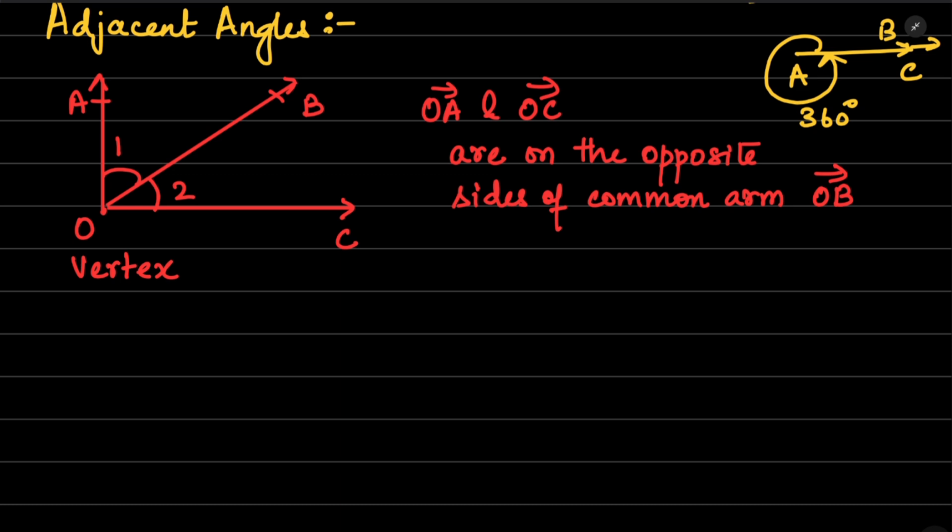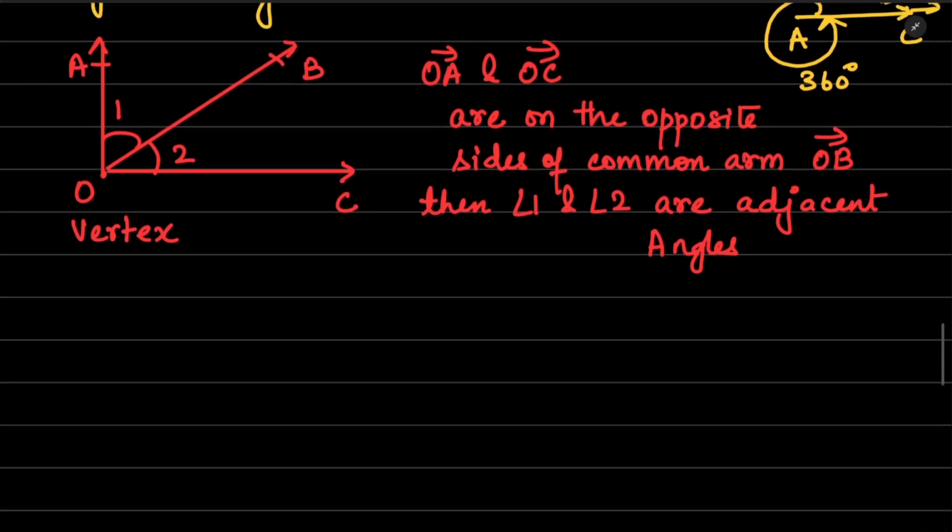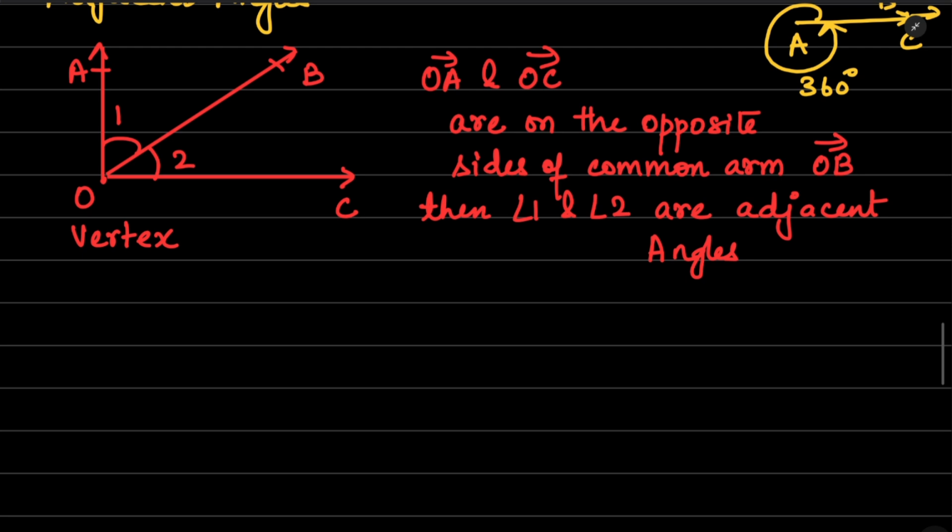Okay, only if that's the case, then you can say that angle 1 and angle 2 are adjacent angles. In order for two angles to be adjacent, they should have a common arm, in our case it's OB. They should have a common vertex O, and then two non-common arms on the opposite side of the common arm.